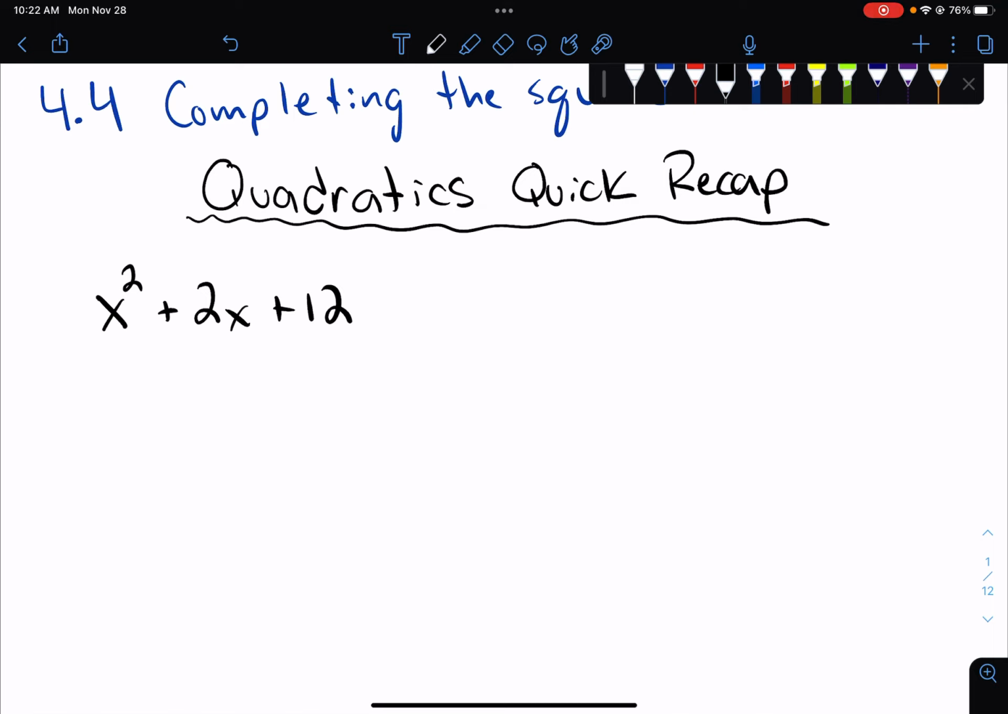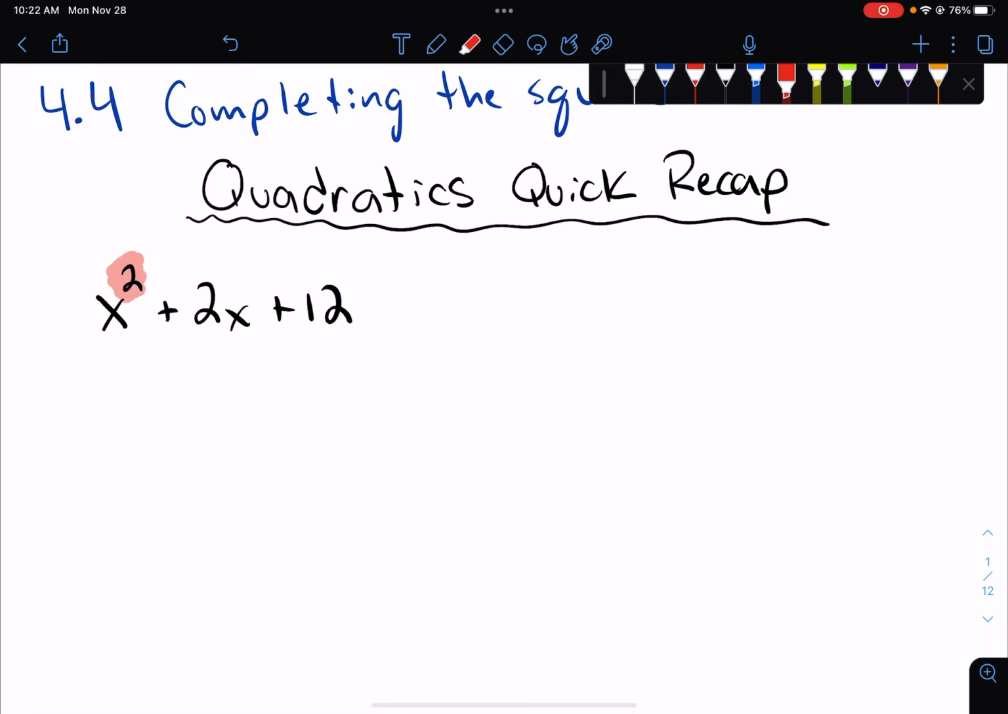Today we're talking about section 4.4 out of the textbook, and it's called Completing the Square. Before we get into what that means, just a quick review. It's been a minute. We've been in chapter 4 and chapter 3. We've mostly been studying quadratic equations. You're getting pretty good at working with them.